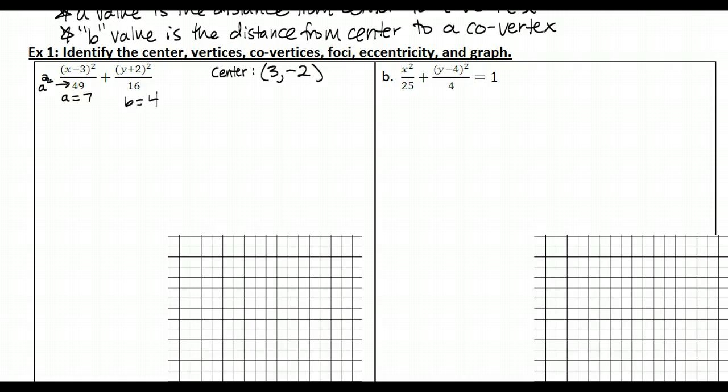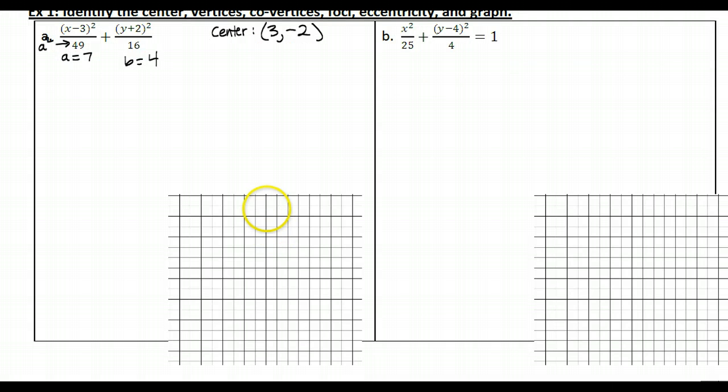I can graph my center at 3 comma -2. And let's go ahead and do that quick. So go ahead and draw on your xy coordinate plane. We'll graph our center. We're going to actually have to count in order to find my vertices and co-vertices. So my center is at 3 comma -2 right there, and always label it with a letter so you know what you're going after here.